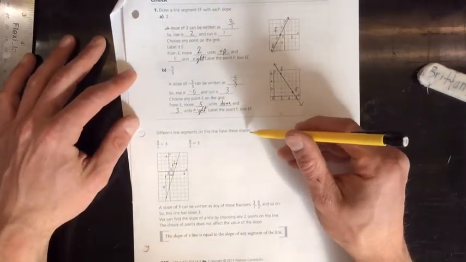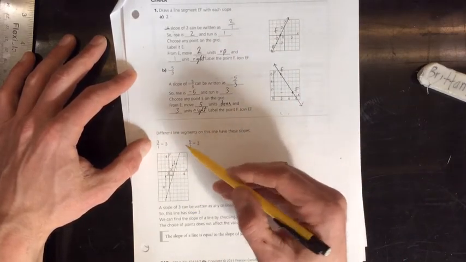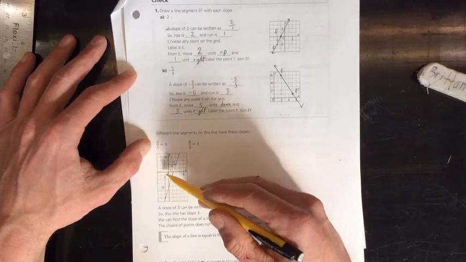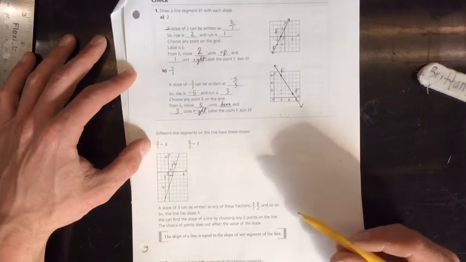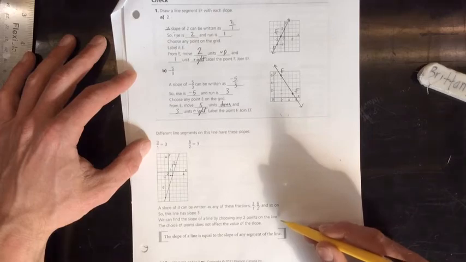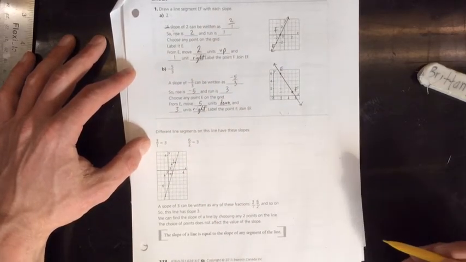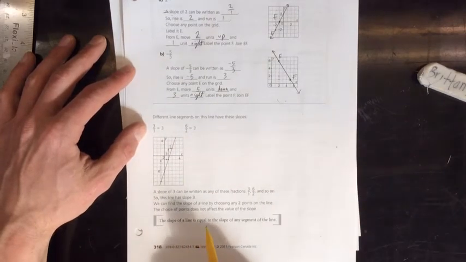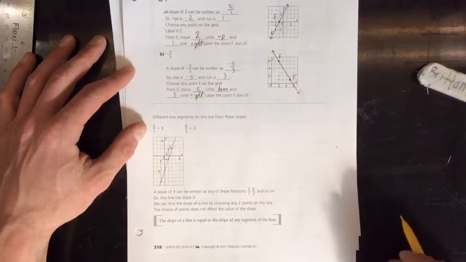So this just shows you with a line, we can have a slope of 3 or 6 over 2 is equal to 3. It just depends what points you use, but it's the same line. So we can find the slope of a line choosing any 2 points that go right through where the grid is. The slope of a line is equal to the slope of any segment of the line, whether it's a small bit or a bigger bit.